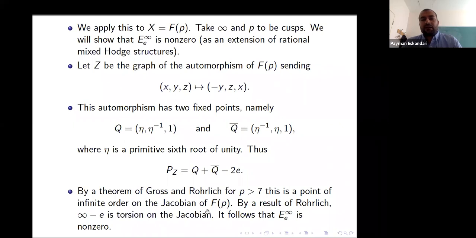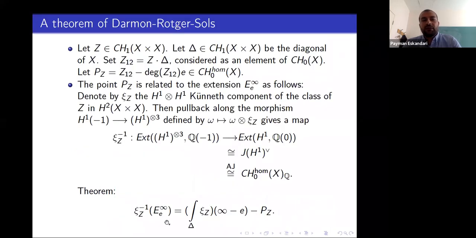And now, on the other hand, Rohrlich tells us that infinity minus E is torsion on the Jacobian, because infinity and E are taken to be cusps. So going back to the formula of Darmon-Rotger-Sols, this term vanishes because things are tensored with Q here. So this is now 0. And then this one here is something non-zero. So our extension is non-zero.